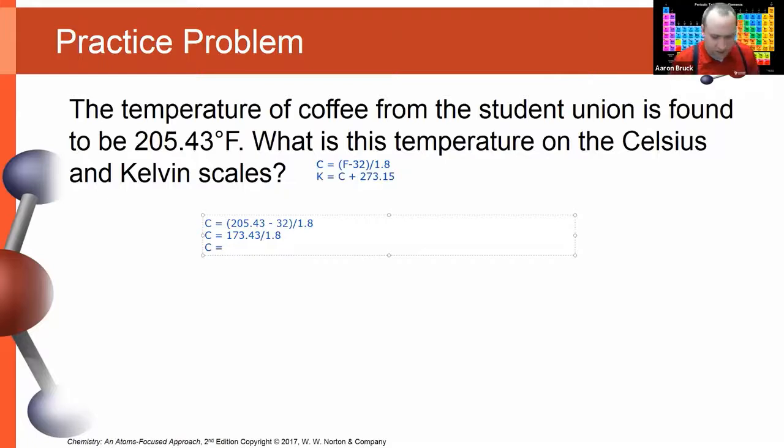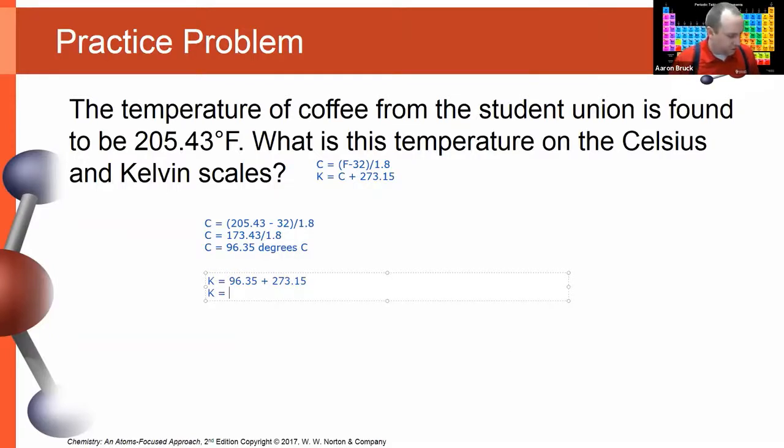And if I do that, I get 96.35 degrees Celsius. So that's part one. In part two, I need to convert the Celsius into Kelvin. So Kelvin is equal to Celsius 96.35 plus 273.15.